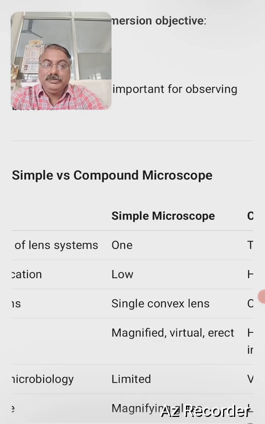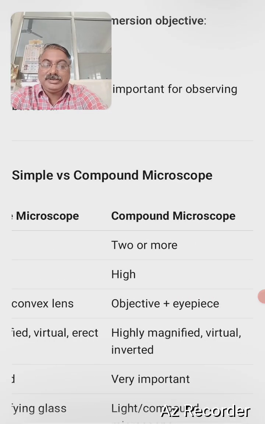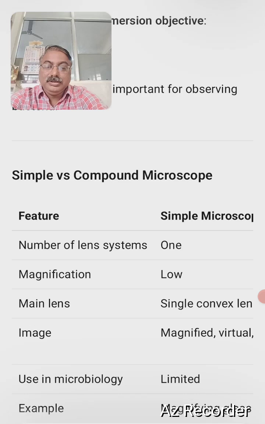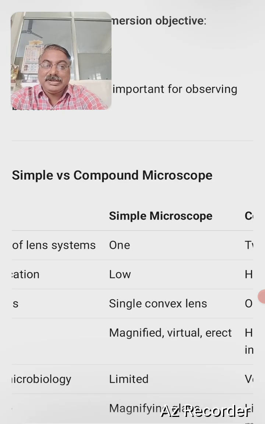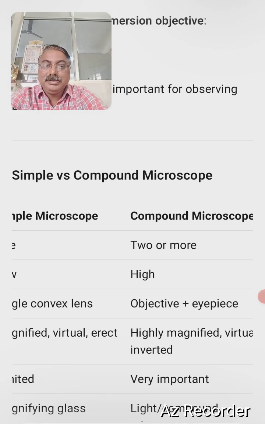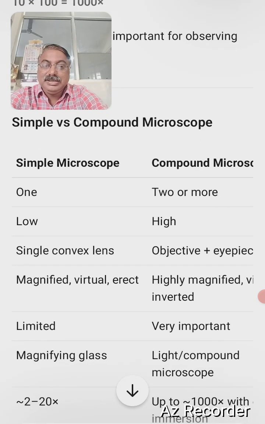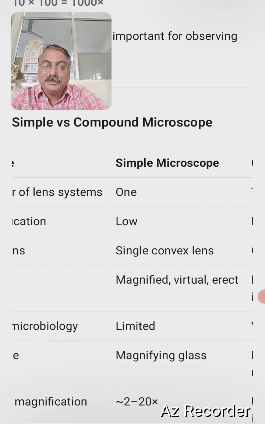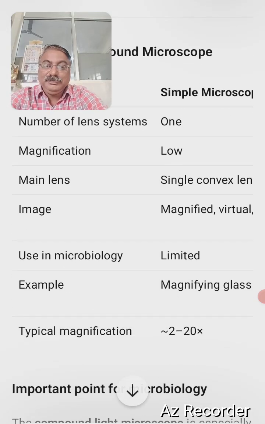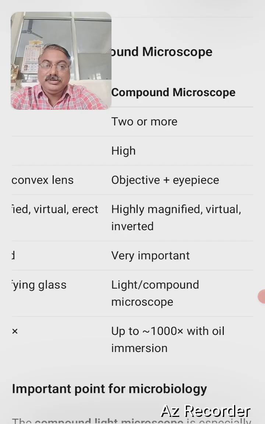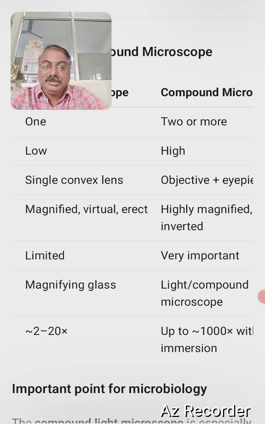The image formed with a simple microscope is magnified, virtual and erect, and the image formed with a compound microscope is highly magnified, virtual and inverted. Use in microbiology is limited, since you cannot get sufficient magnification to see the bacterial cells. Here the compound microscope is very important. Examples: magnifying lens for the simple microscope, and light or compound microscope. Typical magnification achieved is approximately 2 to 20x. Here you can go up to 1000x with oil immersion lens.